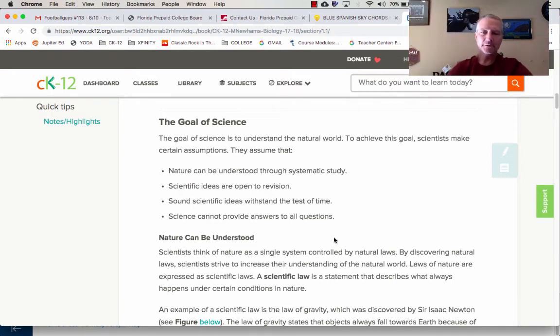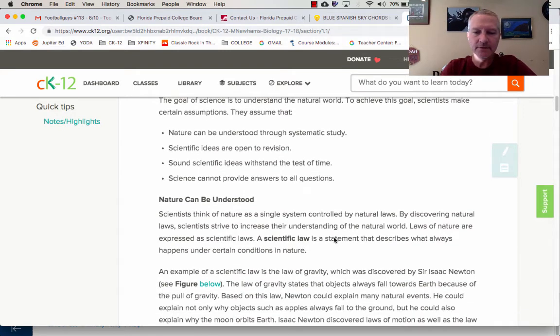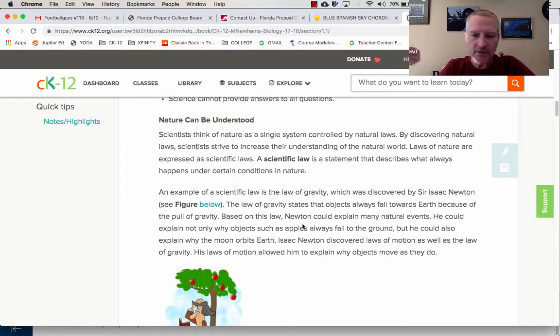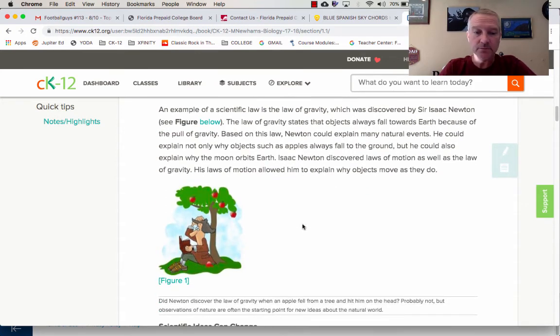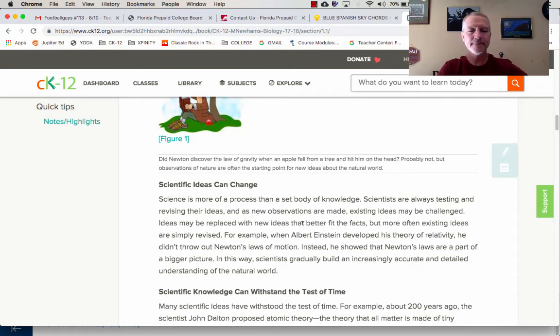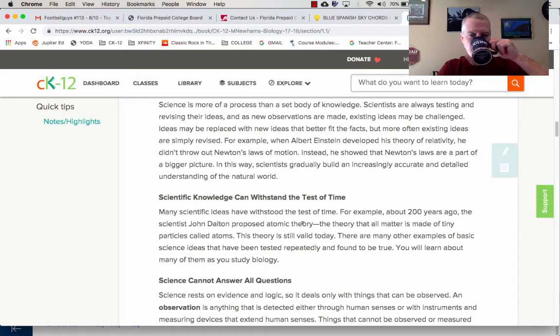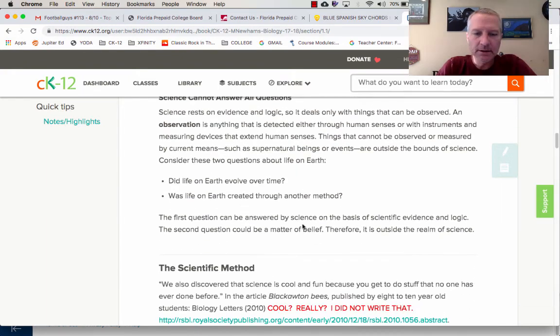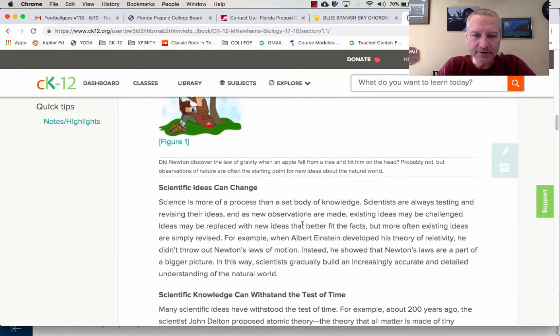Okay? Now, we can cruise down and we can see the same stuff moving forward. A scientific law, blah, blah, blah. There's Newton with his little apple tree. By the way, he didn't get hit by an apple. Didn't get hit by anything. He just saw the apple fall. And then we get down here. It's actually going through each of those things.